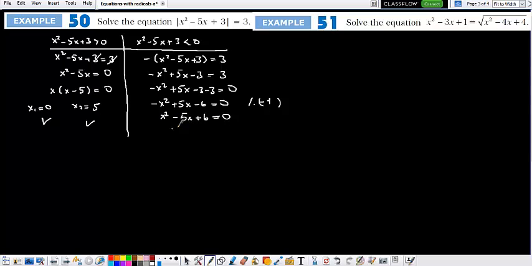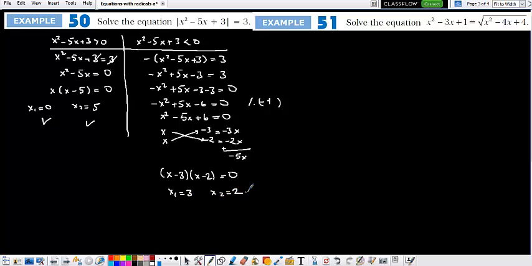Then x squared minus 5x plus 6 is equal to 0, x times x, minus 3 times minus 2. Then we do like this: minus 3 times x is equal to minus 3x, x times minus 2 is equal to minus 2x, then the sum is going to be equal to minus 5x, which is the middle term. It means that this factorization is true. x minus 3 times x minus 2 is equal to 0, x1 is equal to 3, and x2 is equal to 2.